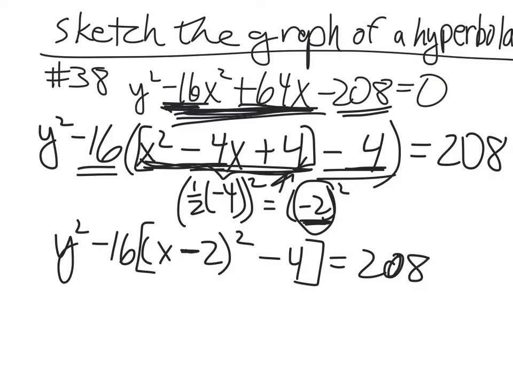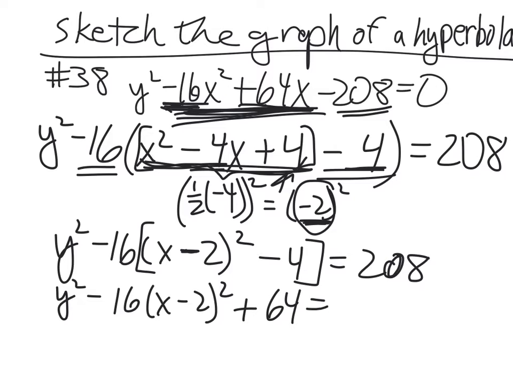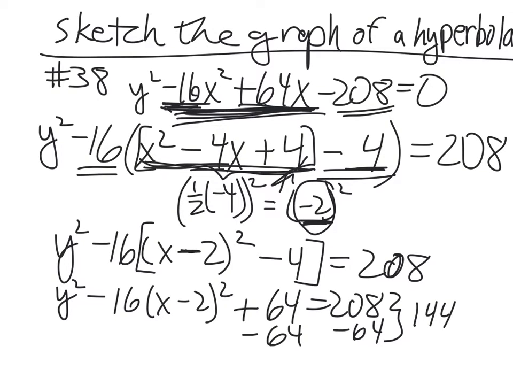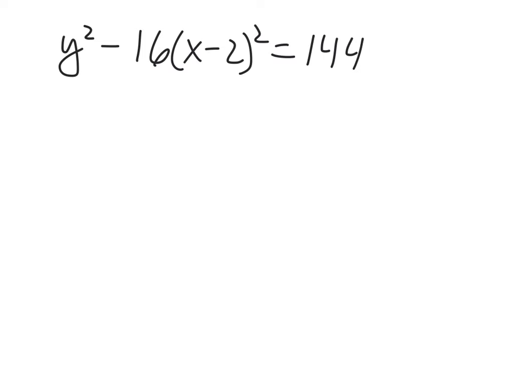Okay. And then multiply through. Negative 16 times negative 4 is positive 64. Then subtract 64 from both sides. Let's see, that's going to be what? So we get 144 on the right side, and our equation then looks like y squared minus 16 times the quantity x minus 2 squared equals 144.